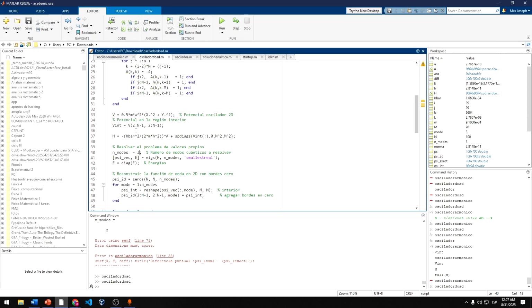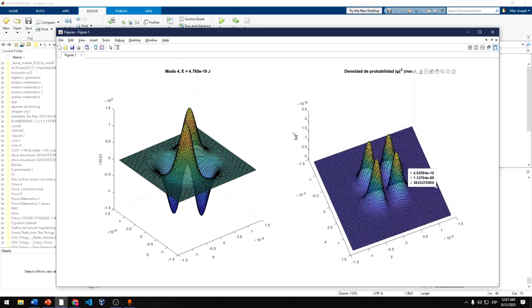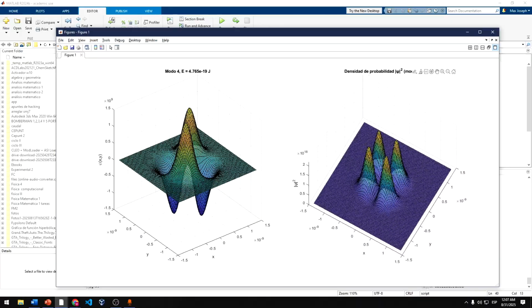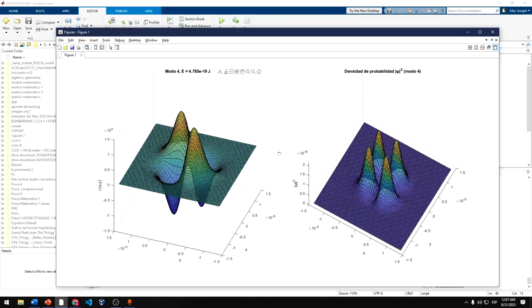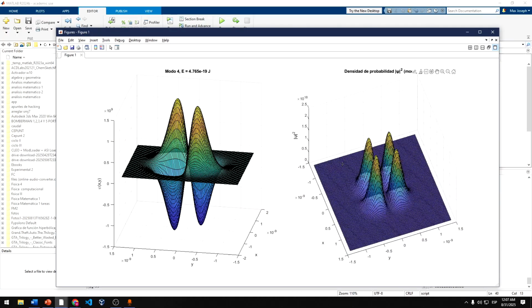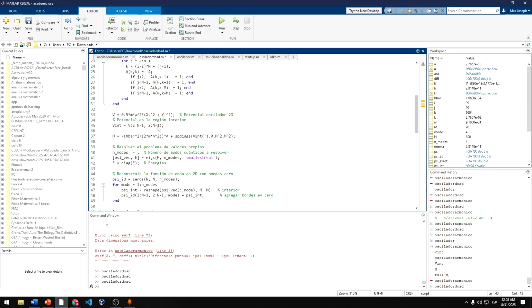Si quieren vamos al cuarto y así sucesivamente. Ese es el cuarto. Ya tenemos como 4 funciones gaussianas, por así decirlo. Esta es la solución numérica. Esta es la distribución de probabilidad o la densidad de probabilidad. Sigamos con el 5.